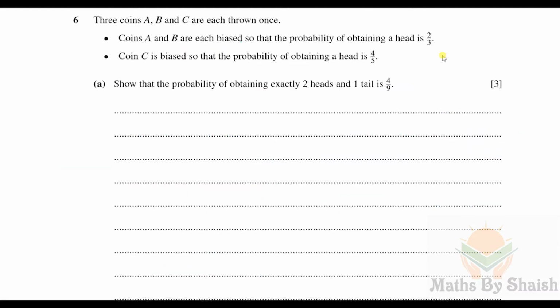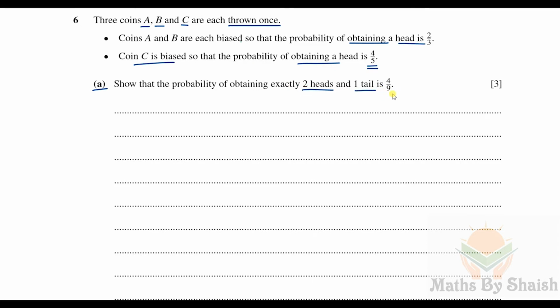Now here's the sixth question. 3 coins A, B, C are thrown once. Coins A and B are each biased so that the probability of obtaining a head is 2 by 3. Coin C is biased so that the probability of obtaining a head is 4 by 5. The first part is to show that the probability of obtaining exactly 2 heads and 1 tail is 4 by 9.